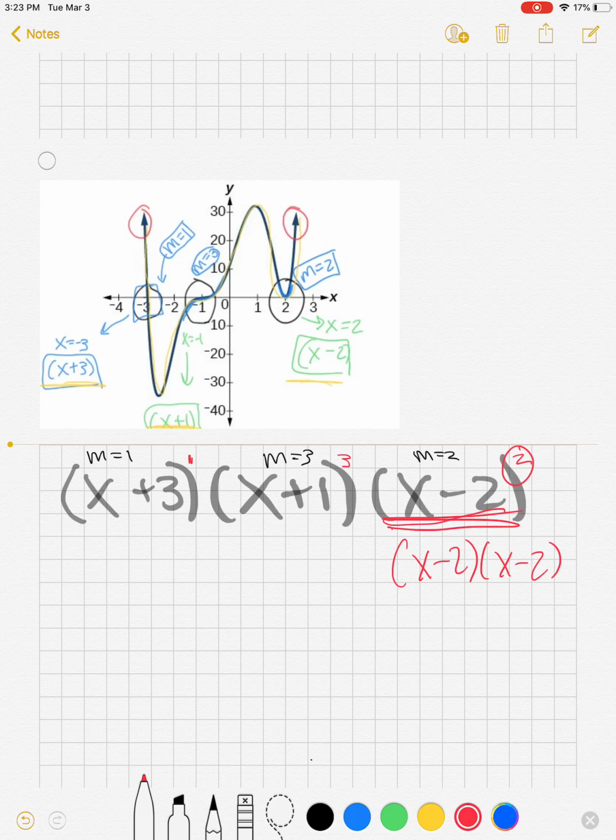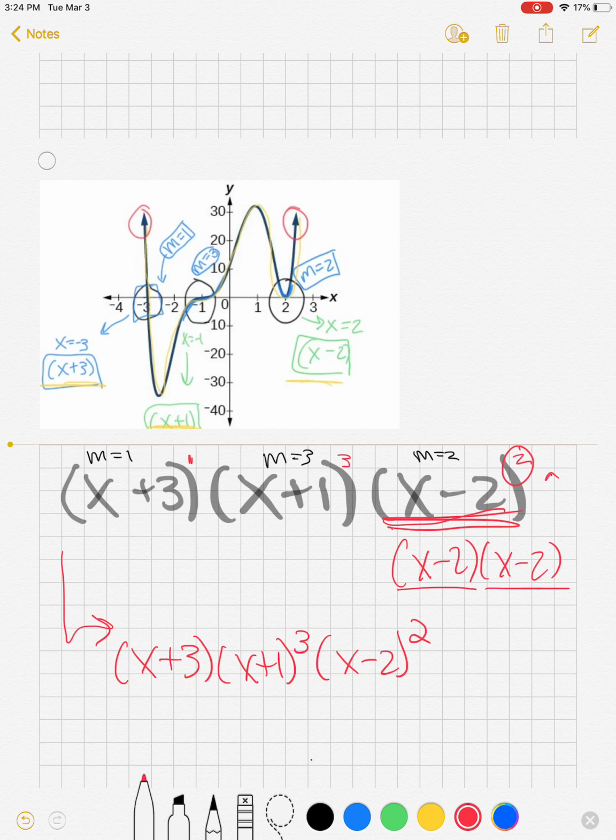So if you have this 0, which comes from this factor, occurring twice, you have a multiplicity of 2, which causes the graph to go down at that point on the x-axis and turn away. So now, knowing this, my new polynomial for that graph is x plus 3, x plus 1 to the third power, x minus 2 to the second power.